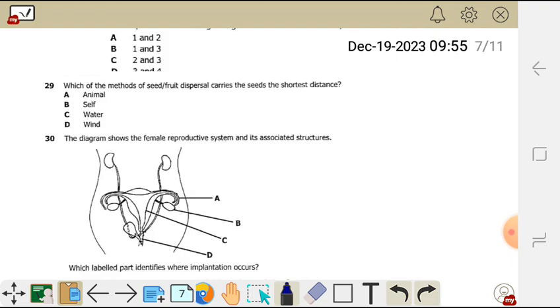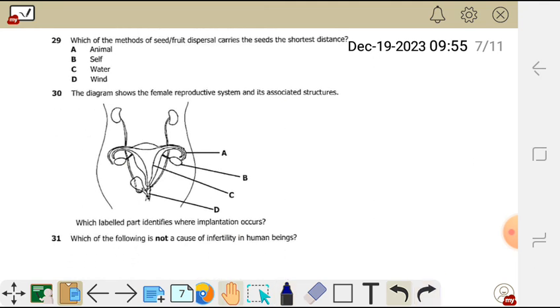Question 30. The diagram shows the female reproductive system and its associated structures. So this diagram shows a female reproductive system and its associated structures. The question is, which labeled part identifies where implantation takes place? We have the fallopian tube in A, the ovaries in B, the uterus in C, then the vagina in D.